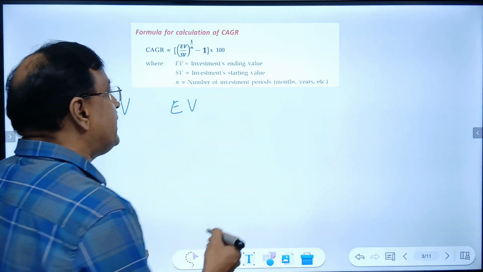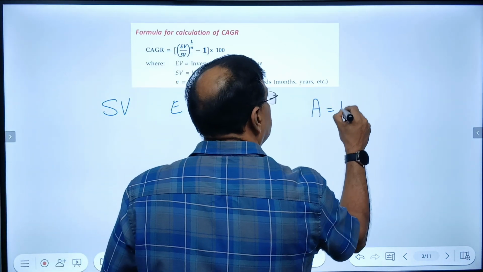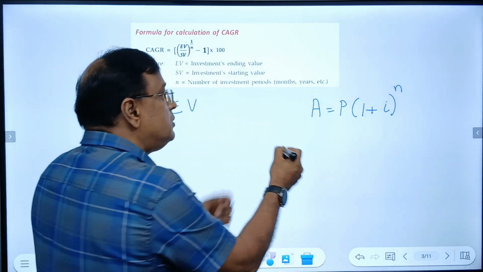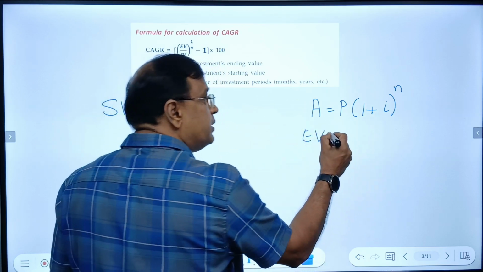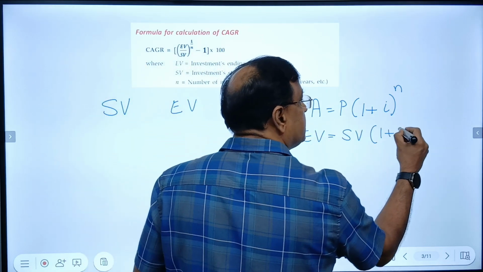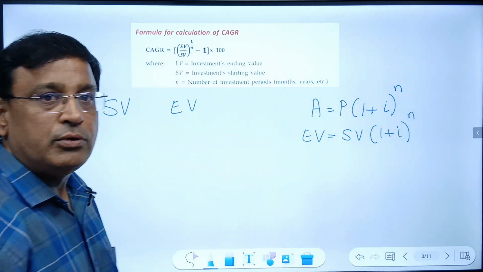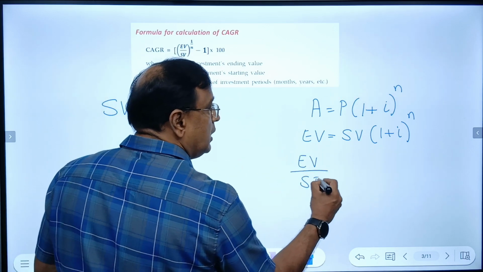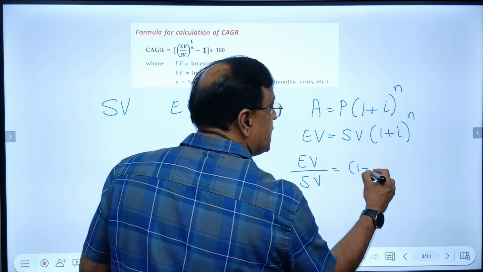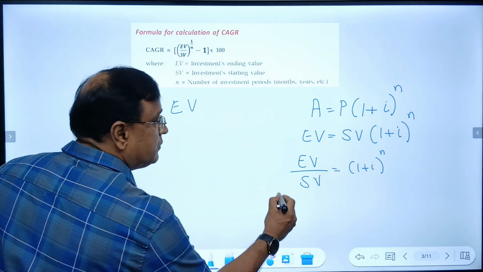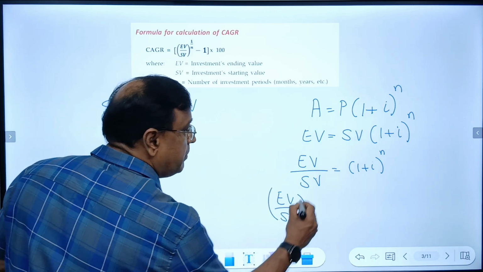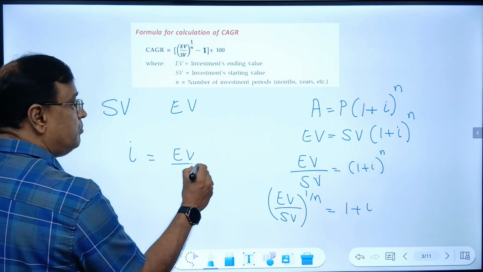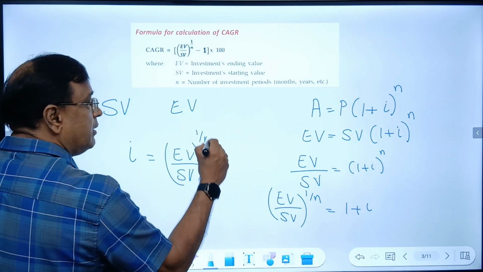Okay. So, this is like saying amount equals principal into (1 + i) to the power of n. Now, here your amount is the ending value, the final value. Principal is the starting value, and this is (1 + i)^n, where i is the compounded annual growth rate in terms of percentage. Now from here, EV by SV is (1 + i) the whole power n. So this is (EV/SV) whole power 1/n equal to 1 + i. So what is i equal to? (Ending value / starting value) whole power 1/n, minus 1.